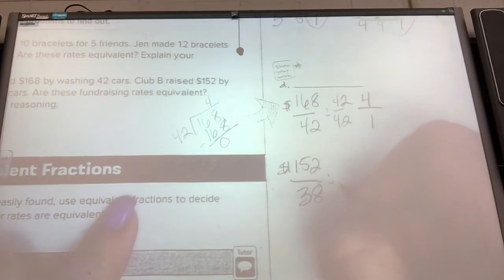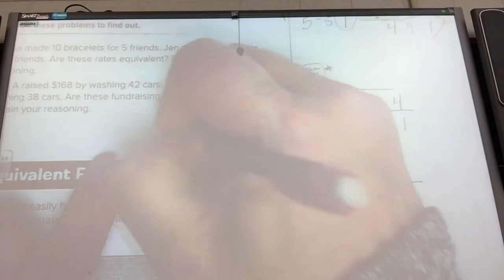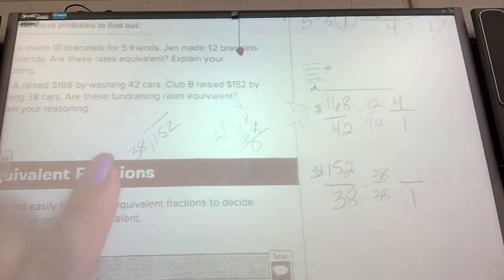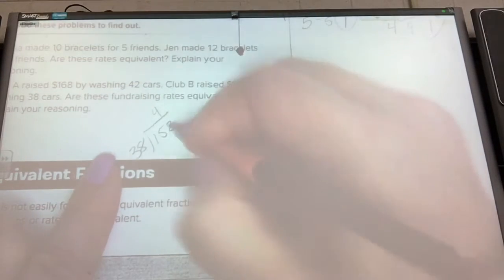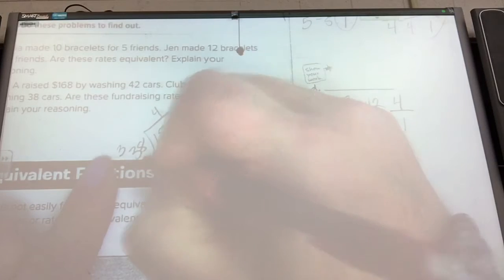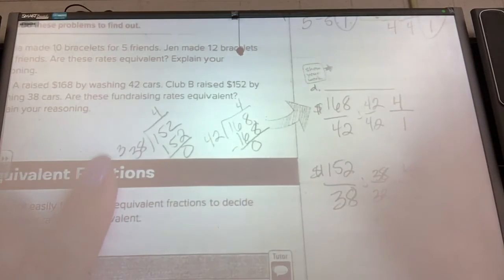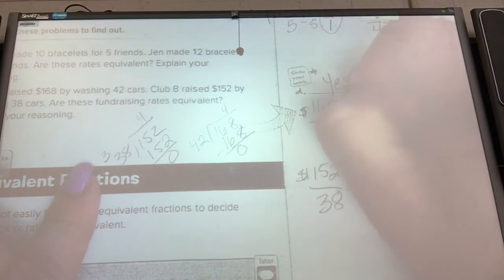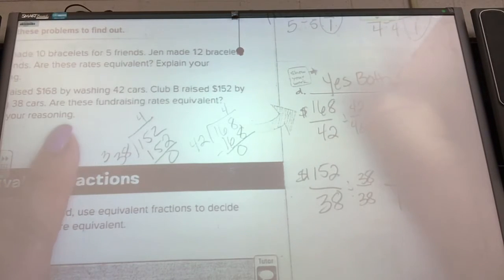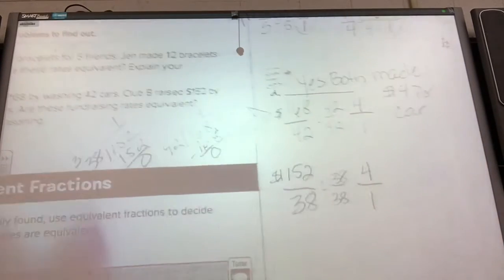Now I have to do the same thing with 38. So I gotta come over here again. 152 divided by 38. Let's see. What would have that? How about if we did 4 there, that would end that one in 32. 4 times 8 is 32. 4 times 3 is 12, plus 3 is 15. So that one is 4 over 1 as well. So are they equivalent? Yes. Both made $4 per car.